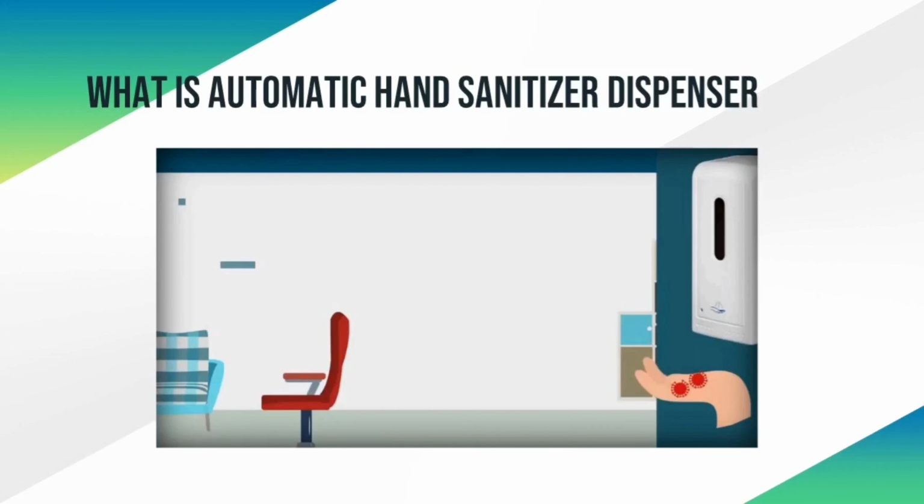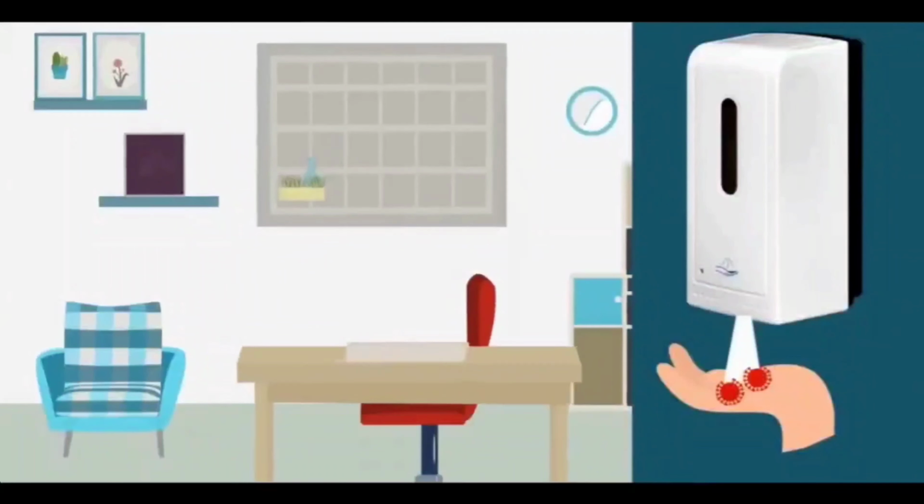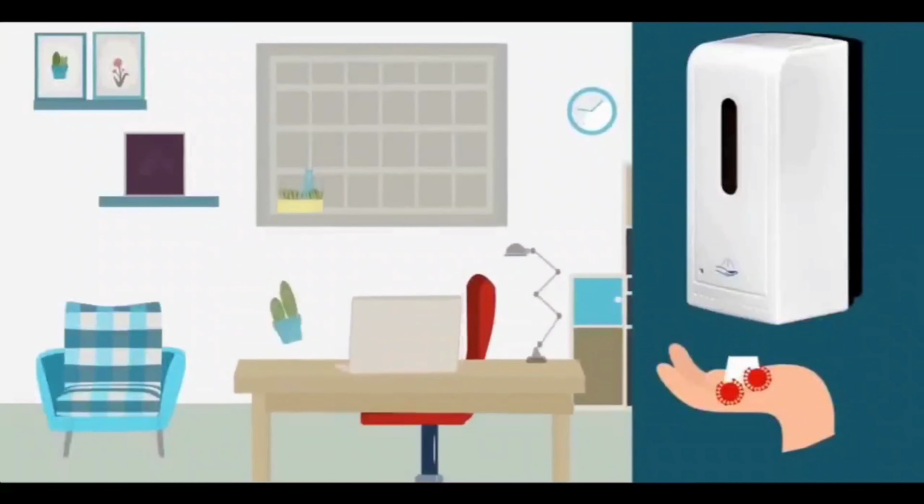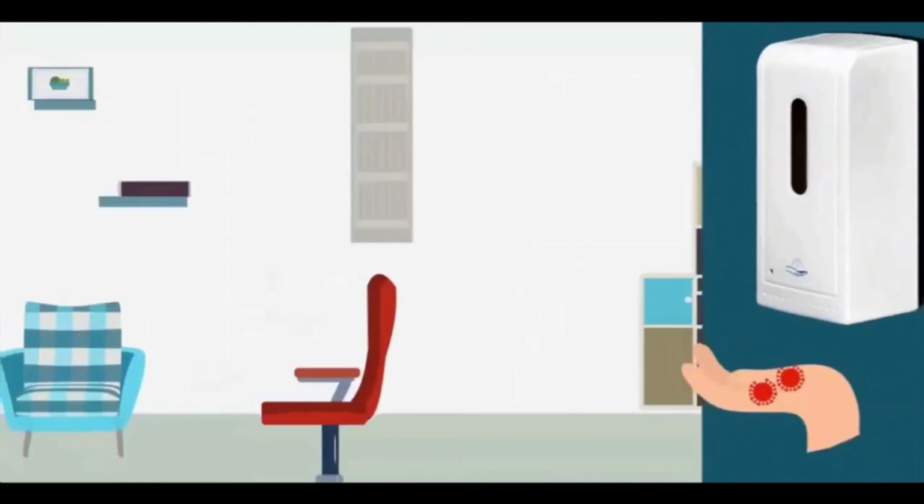First of all, what is an automatic hand sanitizer dispenser? It is a device dispensing a controlled amount of hand sanitizer which is triggered by an object.